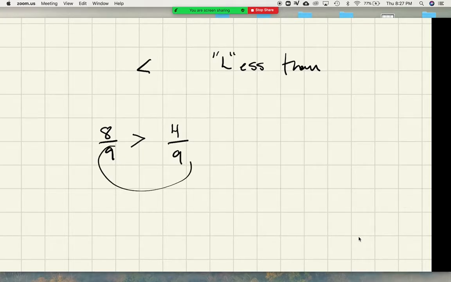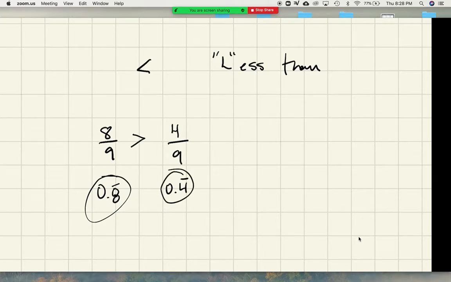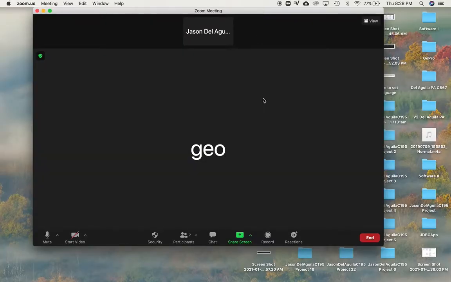If the numbers on the bottom are the same, you could just divide it in the calculator and it'd be the same idea, because 8 divided by 9 is 0.8 repeating, and 4 divided by 9 is 0.4 repeating. So 0.8 repeating is bigger than 0.4, so it'd still be like that. Good to know.